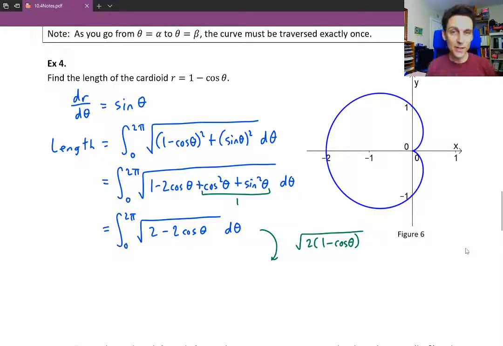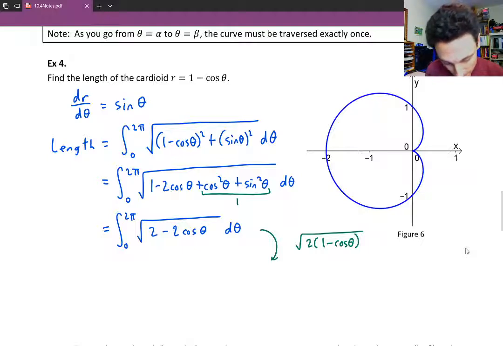The reason 1 minus cosine theta is so interesting is because that seems like the top part of some trig identities, right? There's 1 minus cosine 2 theta over 2, for example. There's also the half angle formulas where you have plus or minus the square root of 1 minus cosine theta over 2 as well. So here we're going to make use of that.